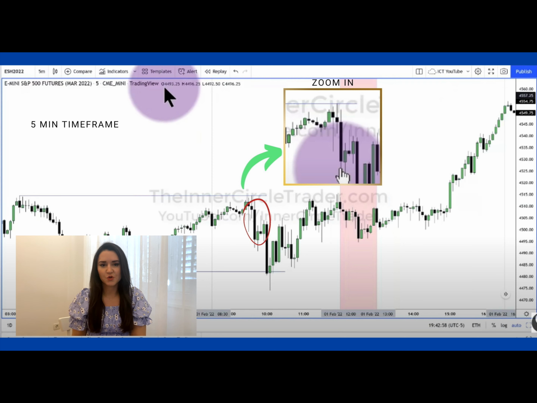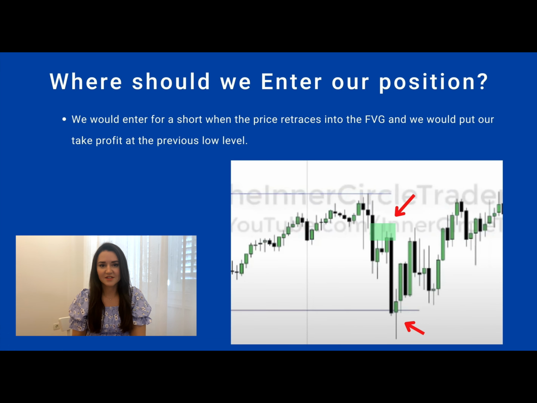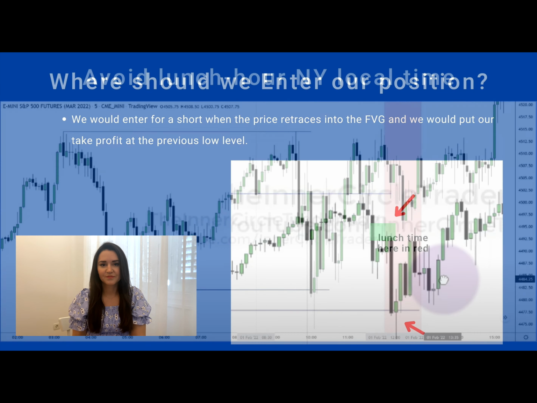How should we be trading? We should enter the trade for a short when the price taps back into the fair value gap. And we know that already. But where should we actually put our take profit for that short? We should go back and look at the previous low, see if there are previous fair value gaps that the price could be attracted to, and place our take profit there.